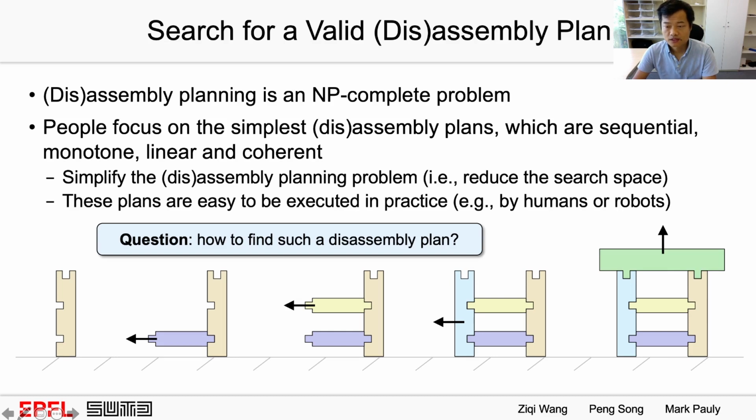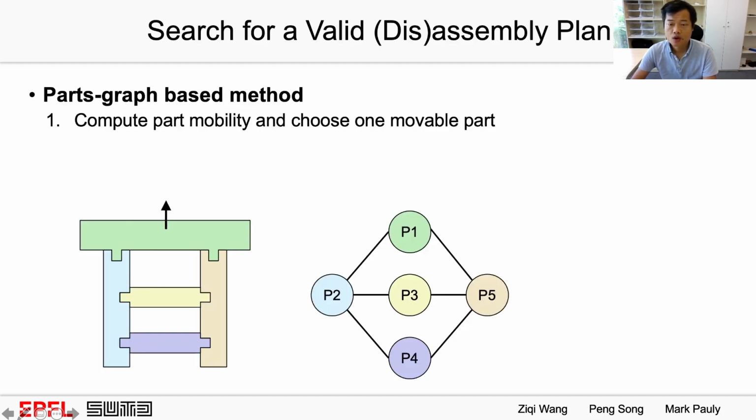Another reason to choose these disassembly planes is that they are easy to be executed in practice either by humans or robots. Now the question is, how can we find such a disassembly plane? One common approach is based on the path graph. We first compute mobility for paths in assembly using the method that have been introduced earlier, and to identify movable paths quickly, we usually select paths with fewer labels in the path graph.